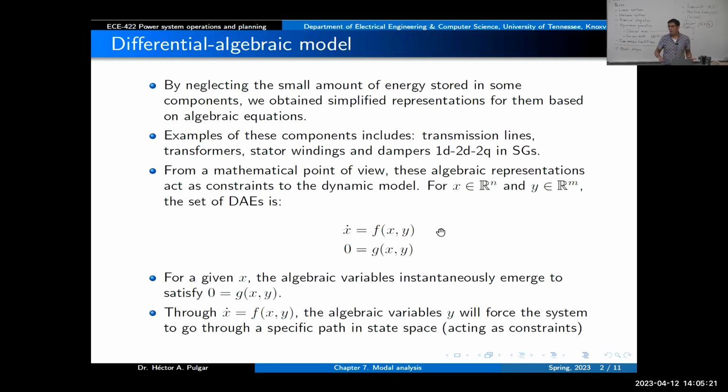The question is how we can get eigenvalues now when we have differential and algebraic equations together. We still need to get the equilibrium point, yes, but then when we get the equilibrium point and we linearize these equations around it, how are we going to get the eigenvalues? That's the question.